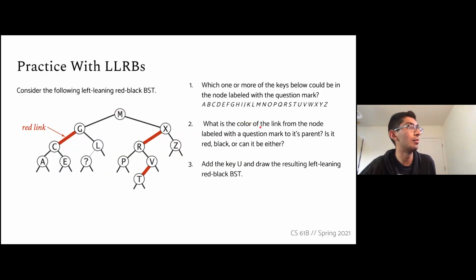Okay, we're a bit short on time, but I think we can just think about this practice problem, which is consider the following left-leaning red-black BST. Problem number 1 is really interesting. Which one or more of the keys below could be in the node labeled with the question mark? So if you could drop your answers in the chat.